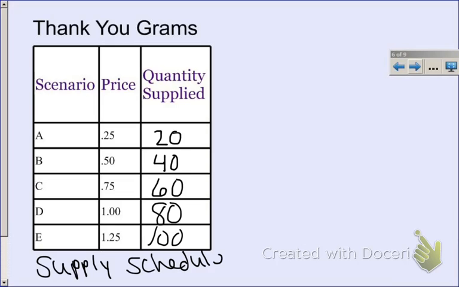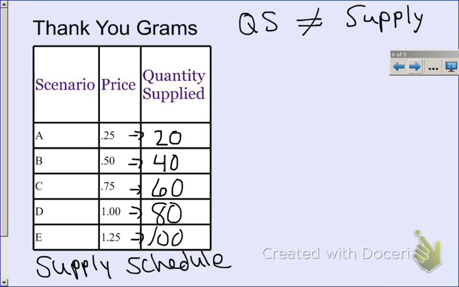This is a supply schedule, a table that simply looks at a collection of prices and looks at the quantity supplied at each one. Keep in mind that quantity supplied is not the same thing as supply. They are not the same thing. Each individual point here, and here and here and here and here, reflects quantity supplied. The whole collection, though, the whole array, is your supply.